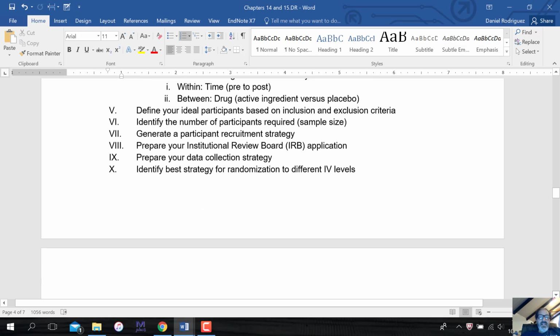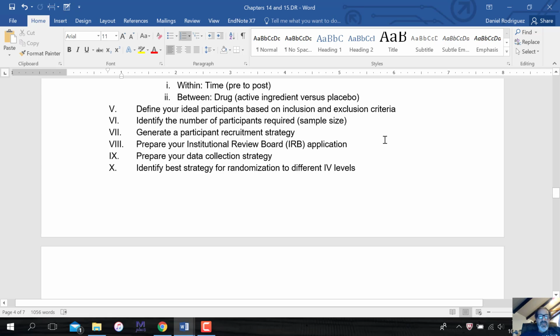You want to define your ideal participants based on inclusion and exclusion criteria. This is a very complicated topic because not everybody should be included in your study. So if you're testing, say, the effects of a drug on depression, we probably want to eliminate people who have other comorbid conditions that could interfere or confound your study. It could be a confounding variable. And who do you want to include? So you have to identify that. You want to identify the number of participants or sample size. We do that in something called a power analysis, where we calculate the sample size. You'll learn about that in stats.